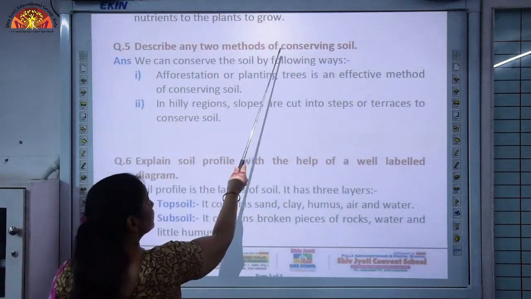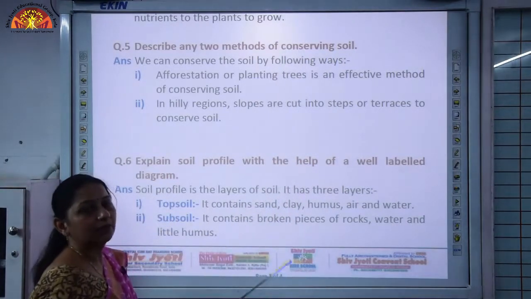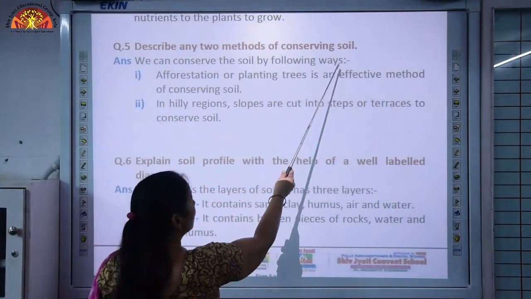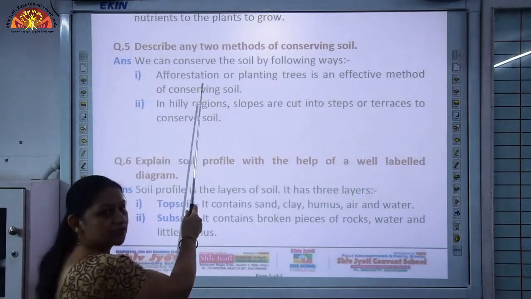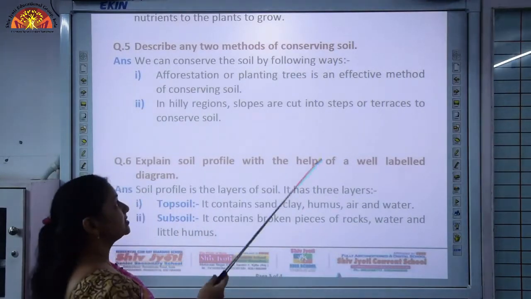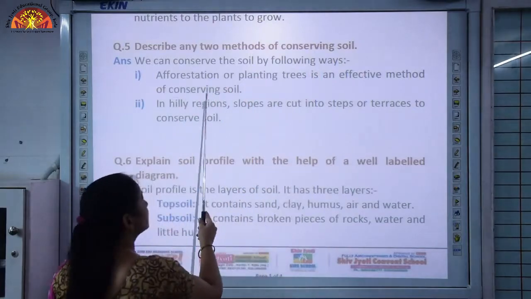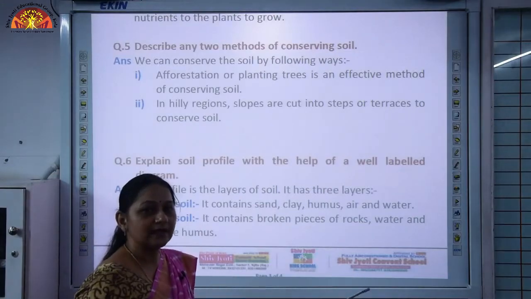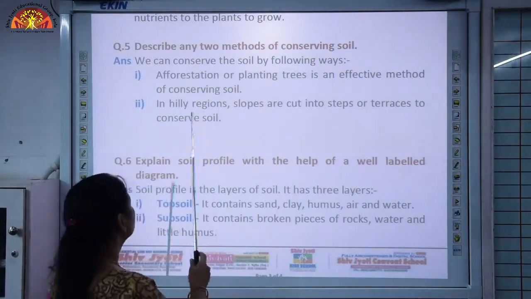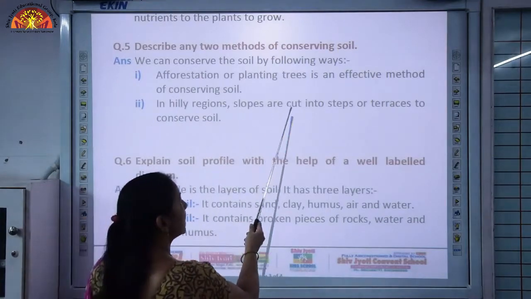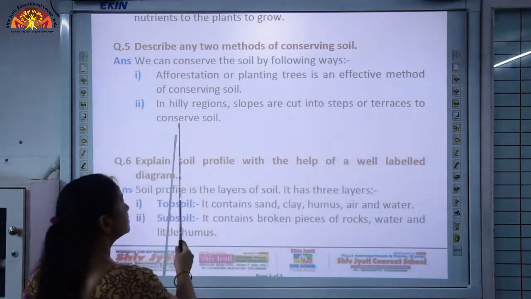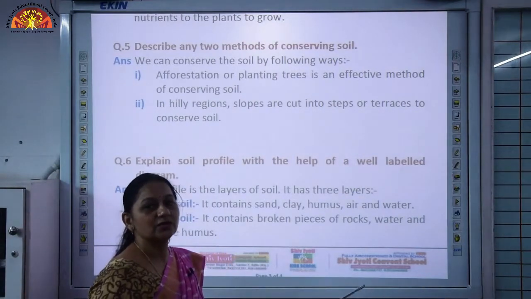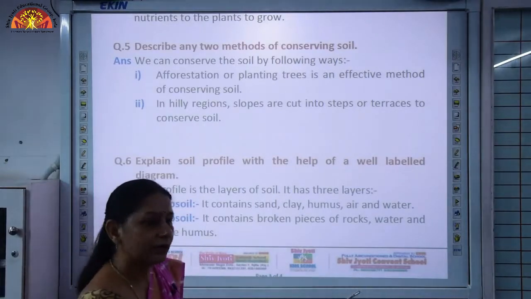Then the fifth one, describe any 2 methods of conserving soil. How we can protect the soil from being eroded away. We can conserve the soil by the following ways. The first one is afforestation, or planting trees. It is an effective method of conserving soil. The more plants we grow, the more the soil is being bound and then soil erosion is being prevented. Second one, in hilly regions, slopes are cut into steps or terraces to conserve soil. So terrace farming can be done in hilly regions so that we can prevent the soil from being eroded away.